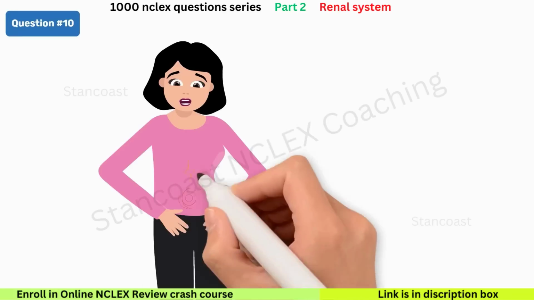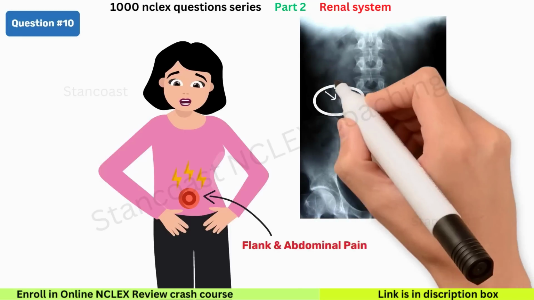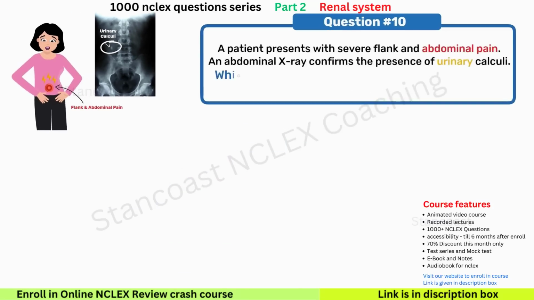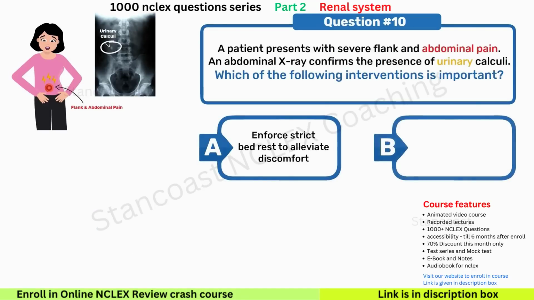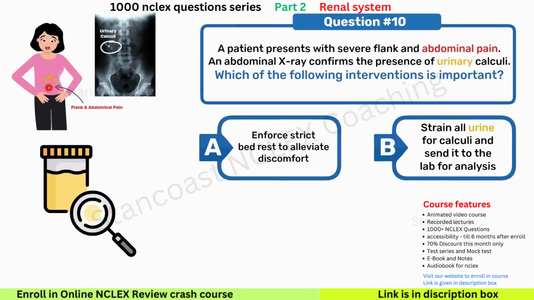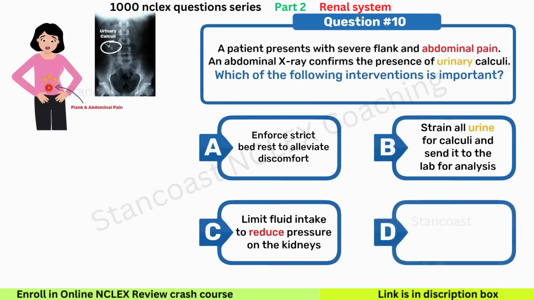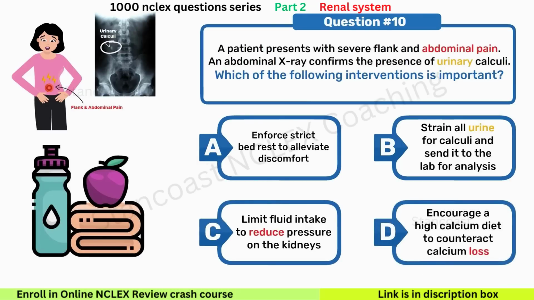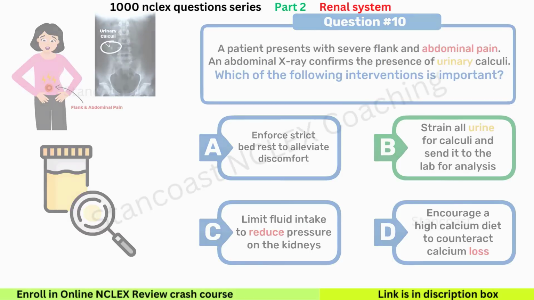A patient presents with severe flank and abdominal pain. An abdominal X-ray confirms the presence of urinary calculi. Which of the following interventions is important? A. Enforce strict bed rest to alleviate discomfort. B. Strain all urine for calculi and send it to the lab for analysis. C. Limit fluid intake to reduce pressure on the kidneys. D. Encourage a high calcium diet to counteract calcium loss. Correct answer is B. Strain all urine for calculi and send it to the lab for analysis.